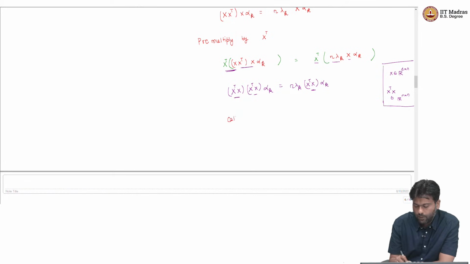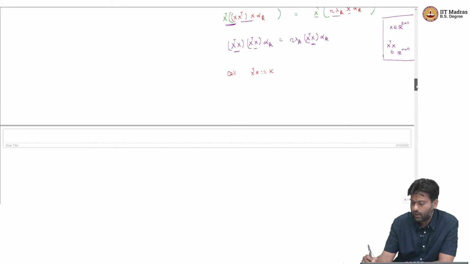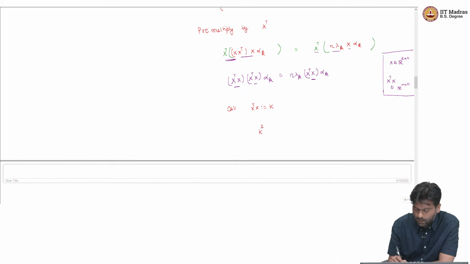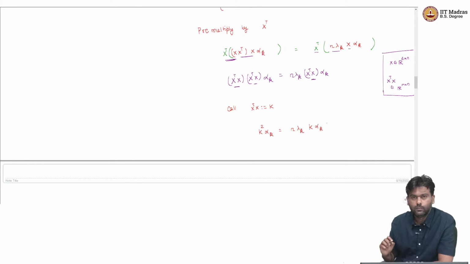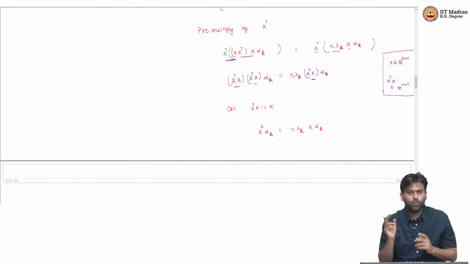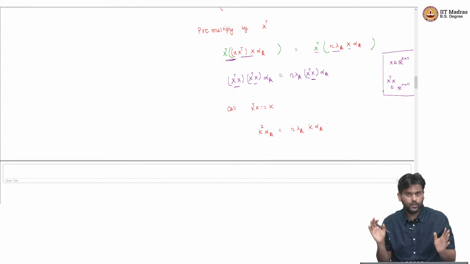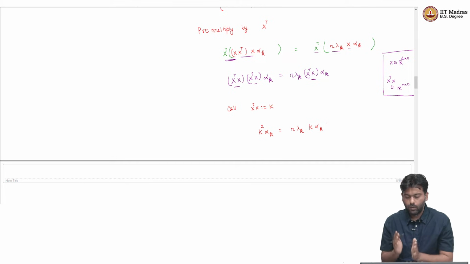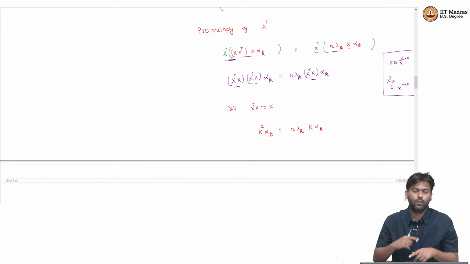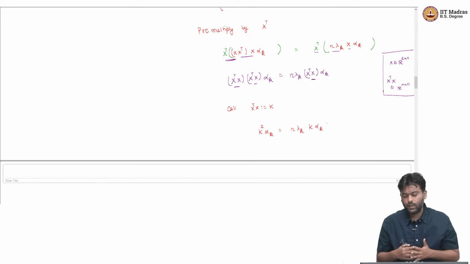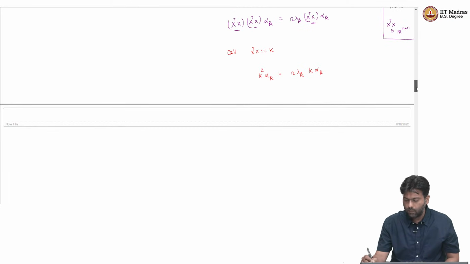Now, let us just give x transpose x a name, let us call it K. Then this equation is K squared alpha k equals n lambda k K alpha k. So, we want the alpha k, and whichever alpha k you need to use to combine these data points to get wk should satisfy the equation K squared alpha k equals n lambda k K alpha k.